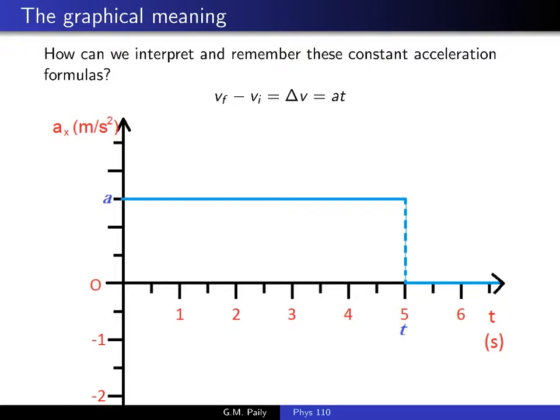How can we interpret and remember these constant acceleration formulas? We can rewrite the velocity equation as v final minus v initial, which is delta v, the change in velocity, is equal to at. If I were to graph an acceleration versus time graph, for the case of a constant acceleration between time 0 and time 5 seconds, it would look like this, a constant acceleration which drops to 0 after that.